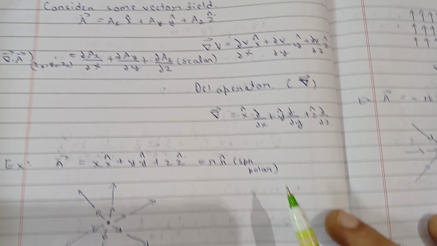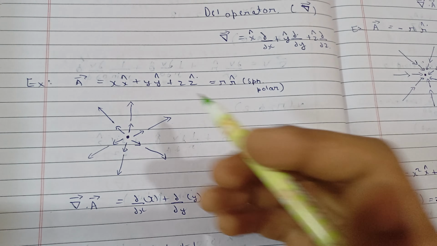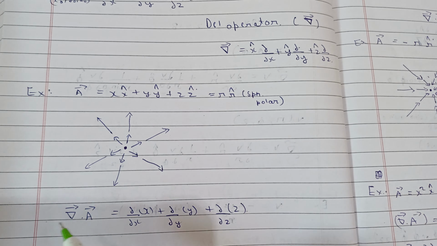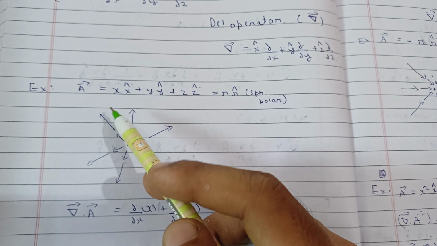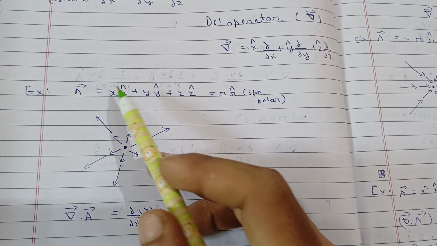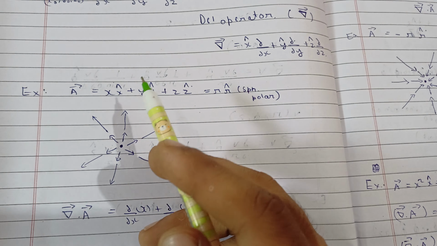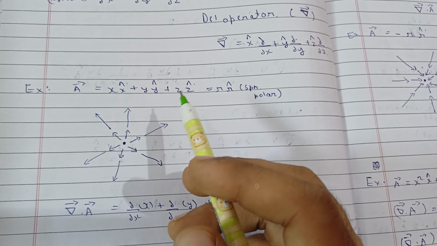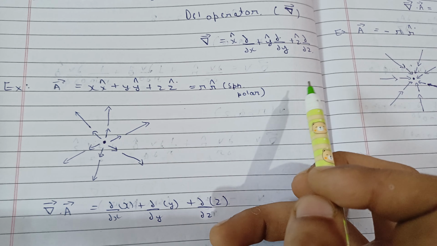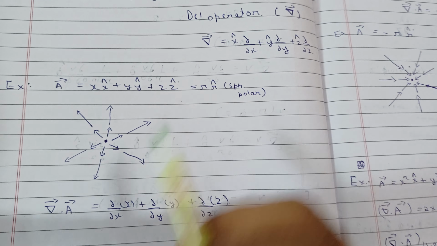For that, let's take an example of a vector field, A = x cap + y cap + z cap. Now you can represent this vector field in terms of spherical coordinates also. We already took this example when we converted spherical to Cartesian and Cartesian to spherical. This turned out to be r cap in spherical coordinates. There was no theta cap and phi cap, it was r cap.